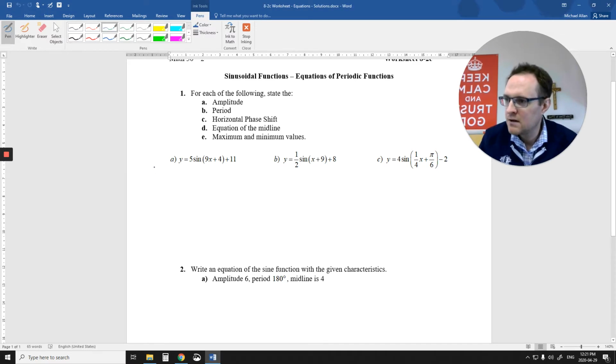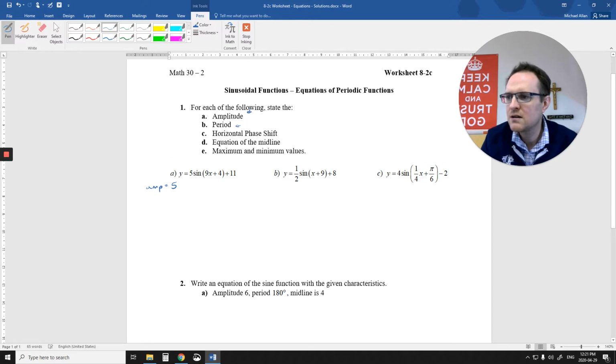So for this one here, the amplitude, I'm just going to list. It would be nice if I create a little chart for you, but I didn't do that. My amplitude is my A value, so that's an easy one. My period, now remember to calculate the period, let's do this in degrees, just for the fun of it. You can do it in radians as well.